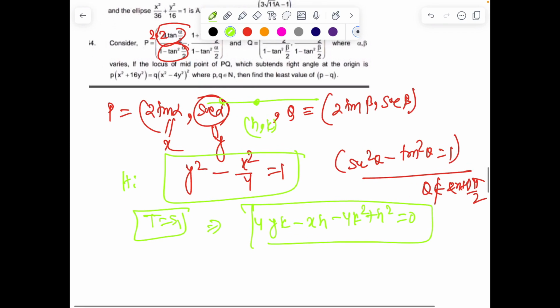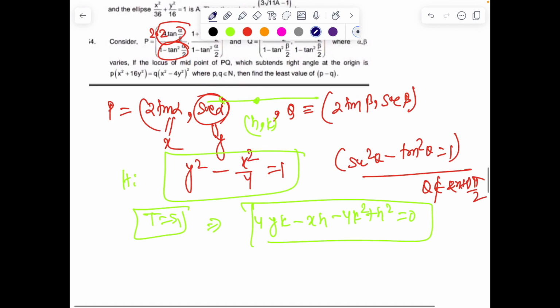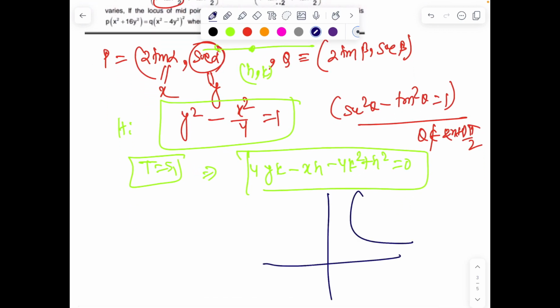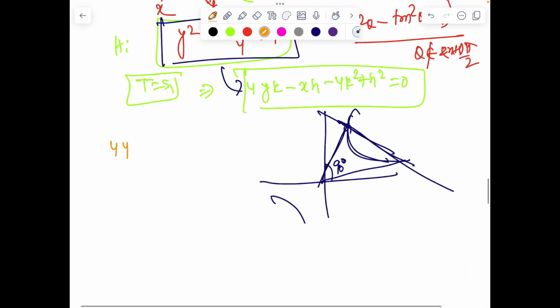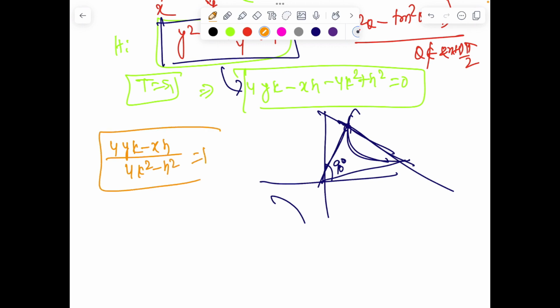Now we know, if a chord subtends 90 degrees at the origin, I'll homogenize the second degree equation, which is this hyperbola, with this chord, and we'll make the coefficient of x square plus y square equal to 0. So doing so, let's homogenize. We have (4yk minus xh) by (4k square minus h square) equals 1.